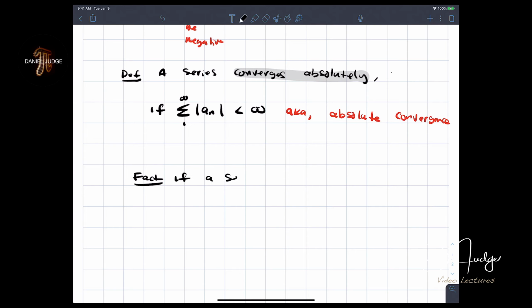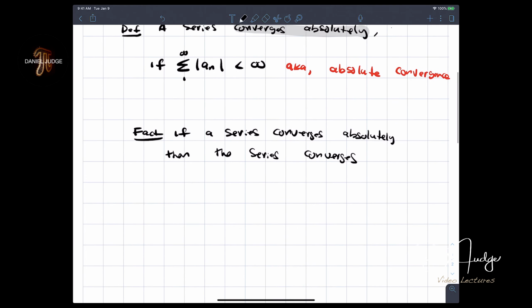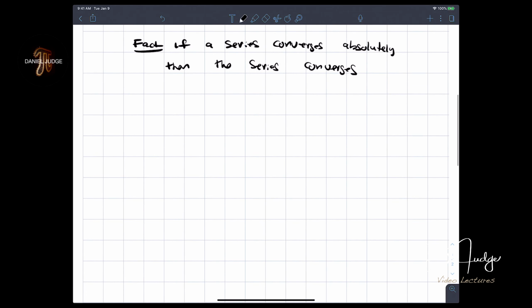If a series converges absolutely, then the series converges. And I'm going to prove this here for you. Here's going to be the proof. Here's how we look at it.